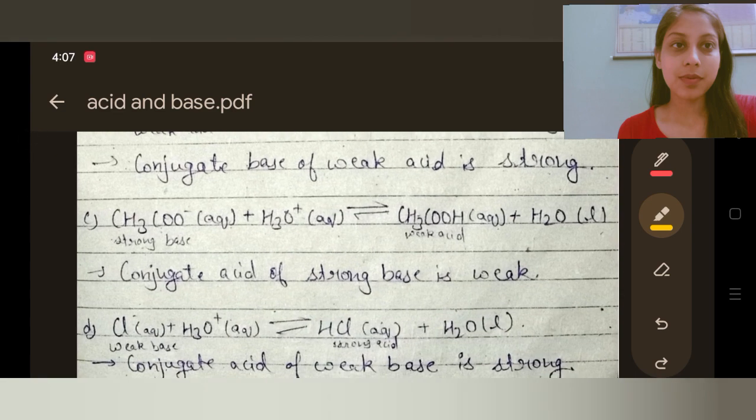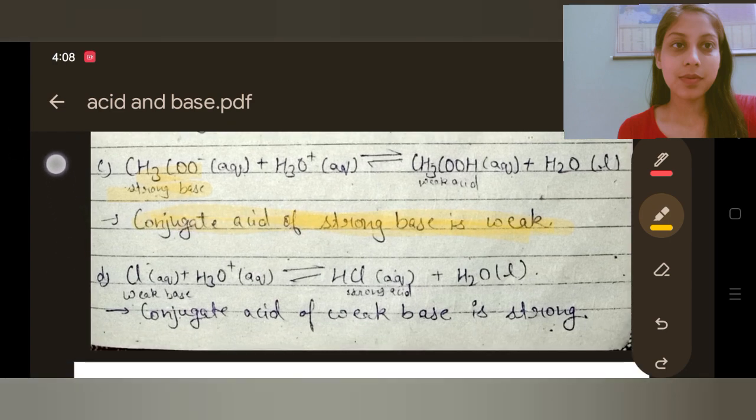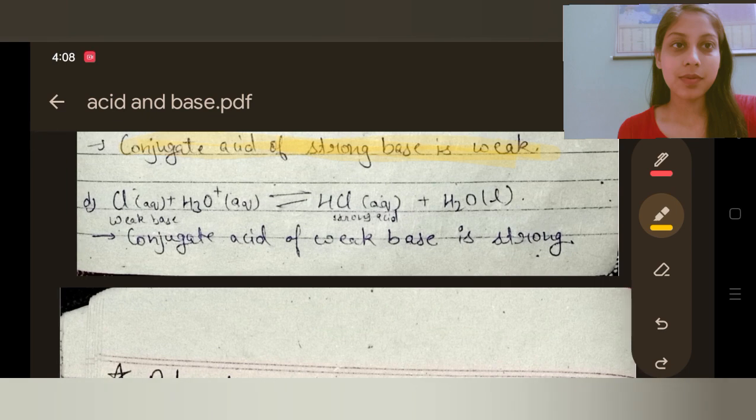Third, CH3COO- aqueous plus H3O+ gives CH3COOH plus H2O. There is a strong base here, and a strong base gives a weak conjugate acid. Similarly, a weak base, that is Cl- plus H3O+ aqueous, gives HCl, which is a strong acid, plus H2O. The conjugate acid of a weak base is strong.